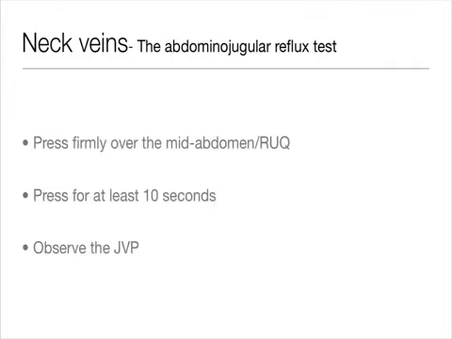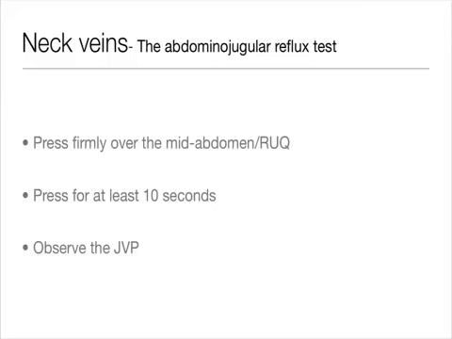Now I just want to talk about a sign that's often not elicited correctly, and this is the abdominojugular reflux test. And if this test is positive, this is a sign of cardiac failure. Now what you do is you press firmly over the mid-abdomen and the right upper quadrant, and you press for at least 10 seconds, and whilst doing this you observe the jugular venous pressure.